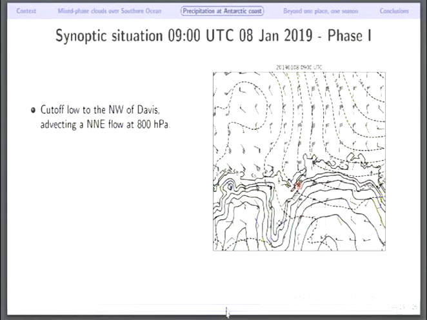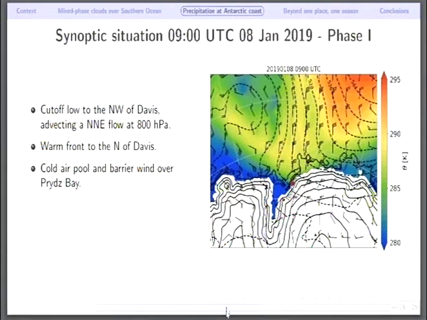Let's first have a look at the general situation, large scale. Davis is here on the coast, so north is up. If we look at the pressure map, we have a low pressure system here that advects moisture and wind from the northeast to Davis. If we add the temperature information, and this is the potential temperature, we see that we have a warm front just about arriving at Davis in this case. And we have a cold air pool on the Prydz Bay here, deflecting the wind because of this cold and dense air over this area.